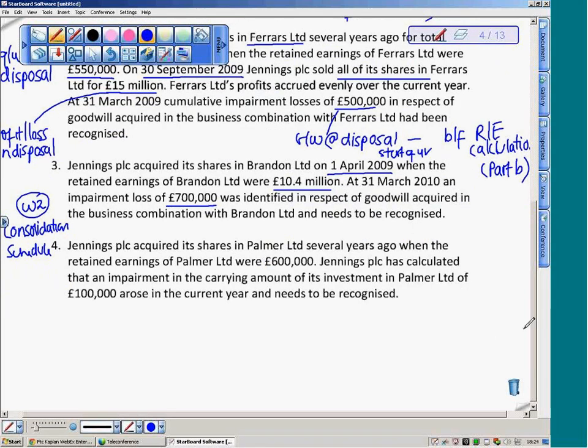Note 4 is telling us that Jennings PLC acquired its shares in PAT several years ago when the retained earnings was 600,000. Jennings PLC has calculated an impairment with regards to it of 100,000. Okay, now that's going to impact essentially our profit share of associates. Now, when we equity account, you may remember from your e-learn and your self-managed learning that we think about identifying a profit share of our associates as the percentage multiplied by the associate's profit after tax.